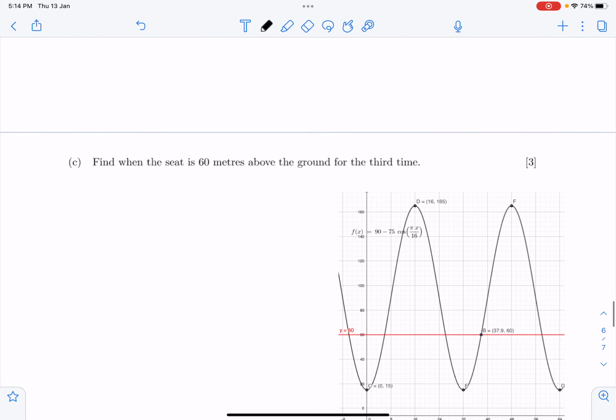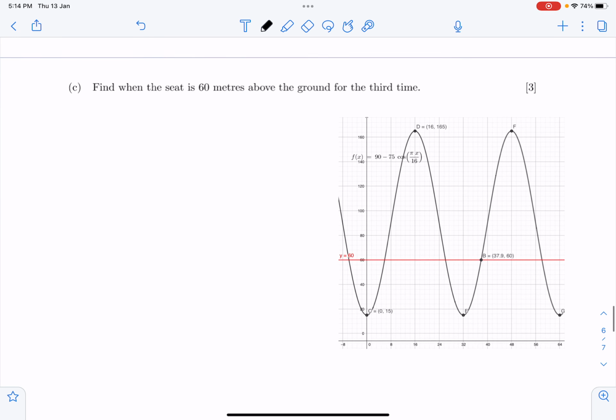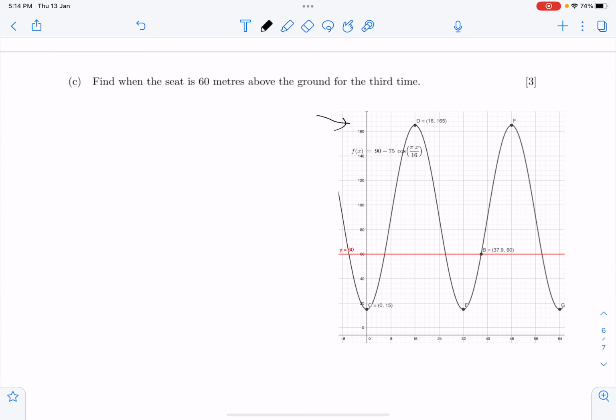Now part C says find when the seat is 60 meters above the ground for the third time. This graph I have drawn. All these graphs I have drawn in GeoGebra. You should also try GeoGebra. It is free. Okay, you can download it. It is for iOS, Android, as well as Windows and any desktop. And your book always says you can always try GeoGebra.